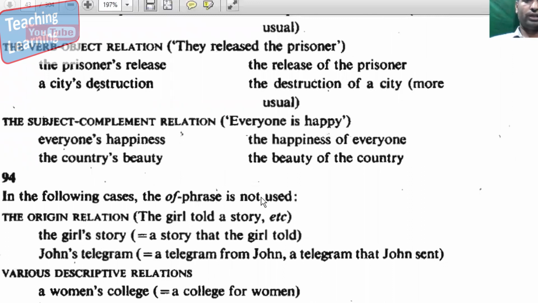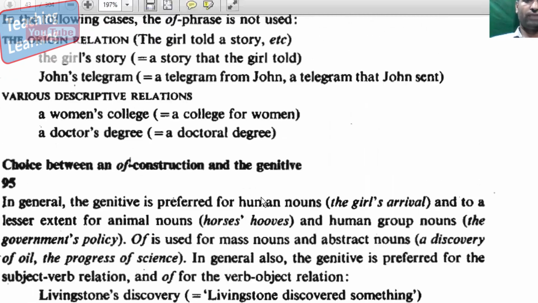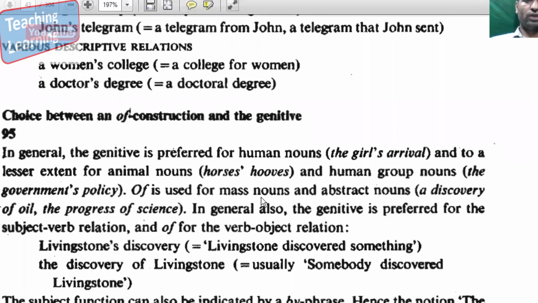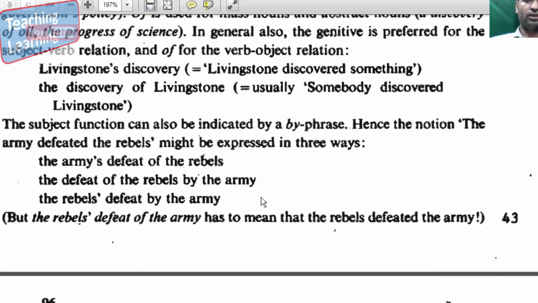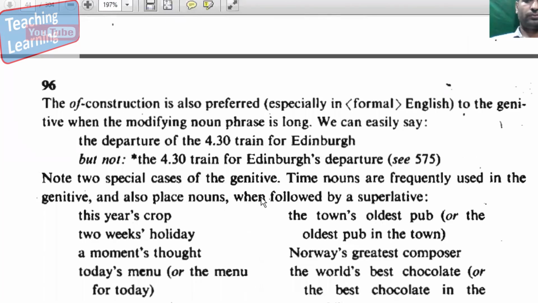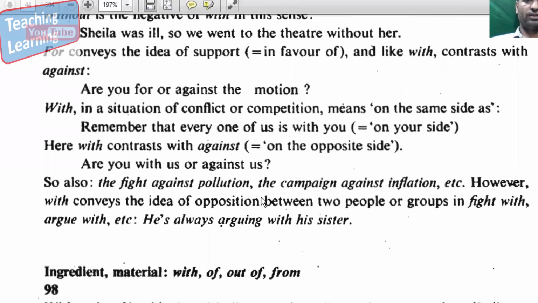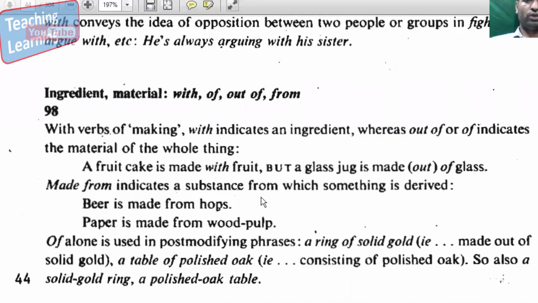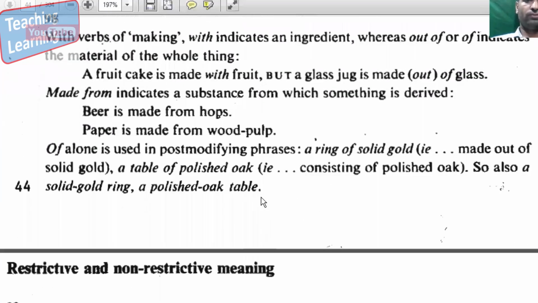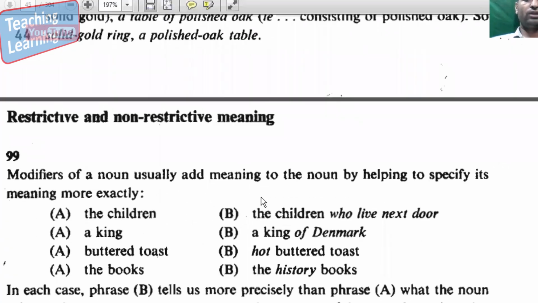The girl told a story, etc. The girl's story, John's telegram. Telegram. Twice between the of-construction and the genitive. Livingstone discovers something usually. Okay. The army's defeat of the rebels. Relation between people with or against, removed with, of, out, or from, restrictive and non-restrictive meanings.